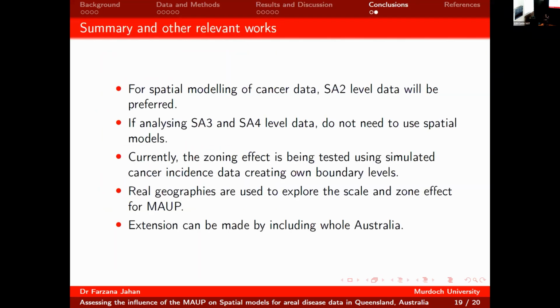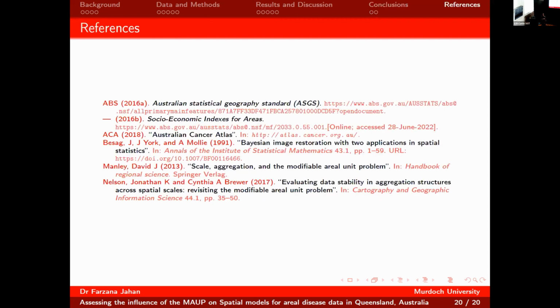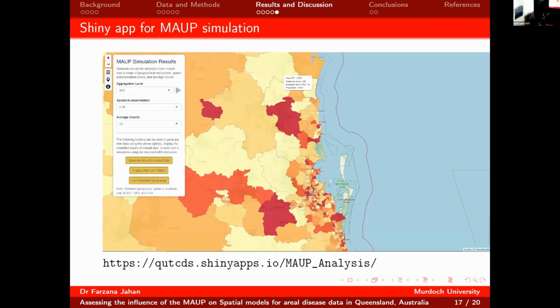In conclusion, though it's statistically more efficient to use a smaller boundary, considering the computational cost, you should settle for a boundary level that gives you precise results but is not too computationally costly, which comes to the SA2 level. So as a modeler, if you want to model disease data, go for SA2 level, and that will give you precise results. These are some references I used. And the last thing is we also made a Shiny app where you can play with different levels and see how the data changes. Thank you all.